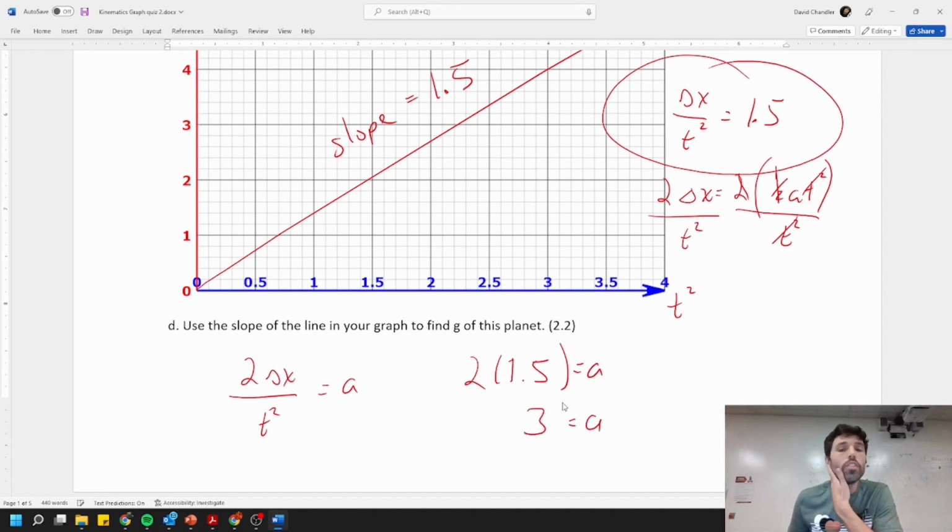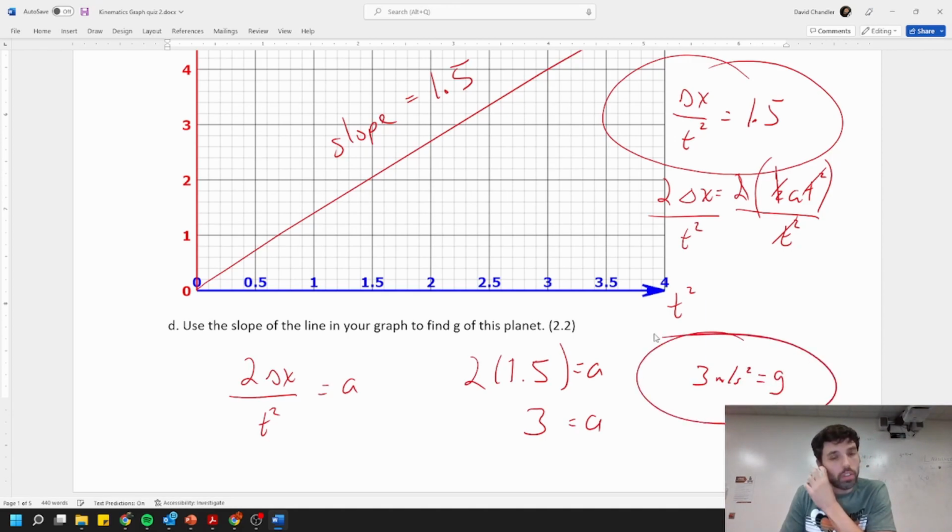So it turns out that g on this planet, or the acceleration due to gravity on this planet, is 3 meters per second squared. That is our g value. So, about a third as much as Earth, so much less gravity, you can jump really high on that planet.